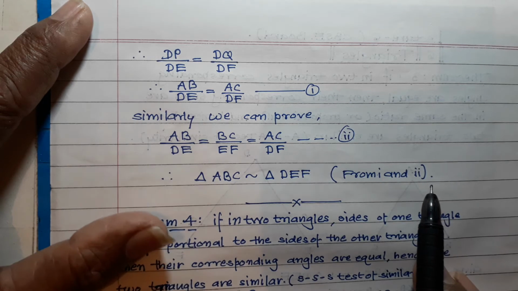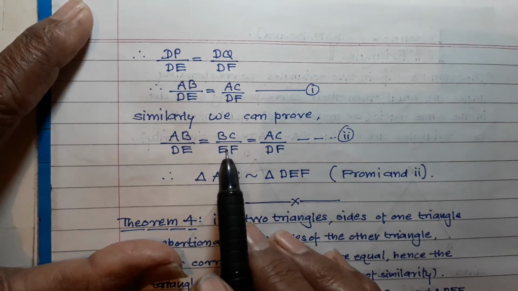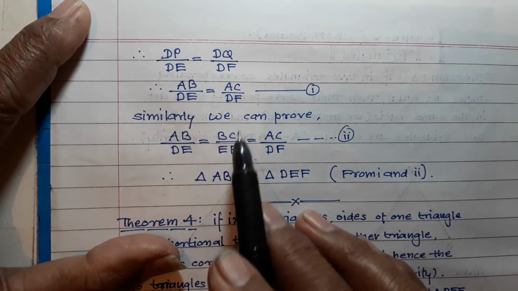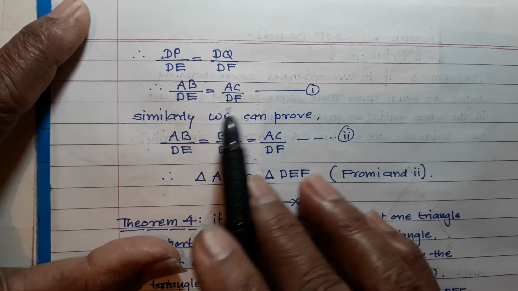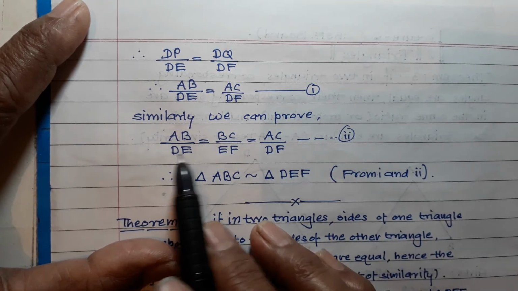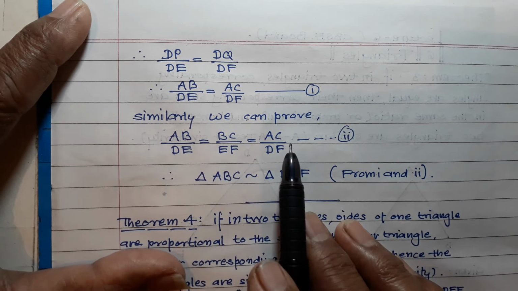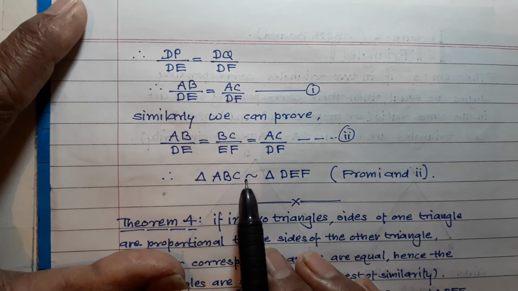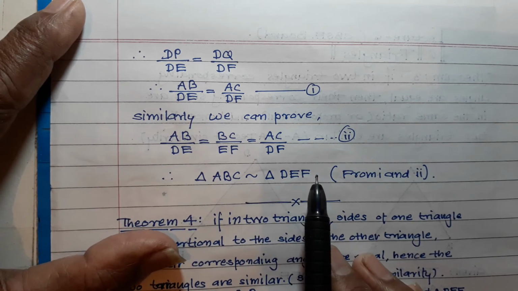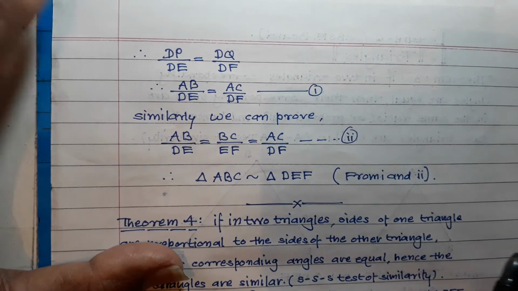That means if two triangles are given and if their corresponding angles are equal, then their corresponding sides are in the same ratio, and hence triangle ABC is similar to triangle DEF.